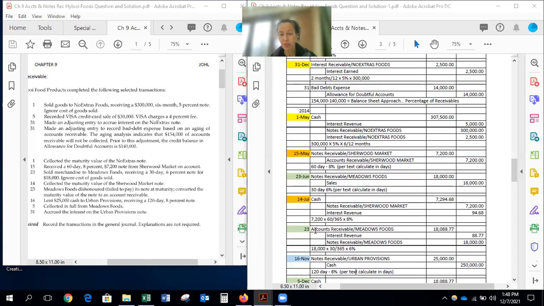So here we are. We're going to take it out of notes receivable and we're putting it into accounts receivable. Okay. And you'll notice that we're putting it in accounts receivable with the face value plus the interest. Why are we adding the interest? Well, we've got a contract that says they owe us that $18,088.77, right? Per contract.